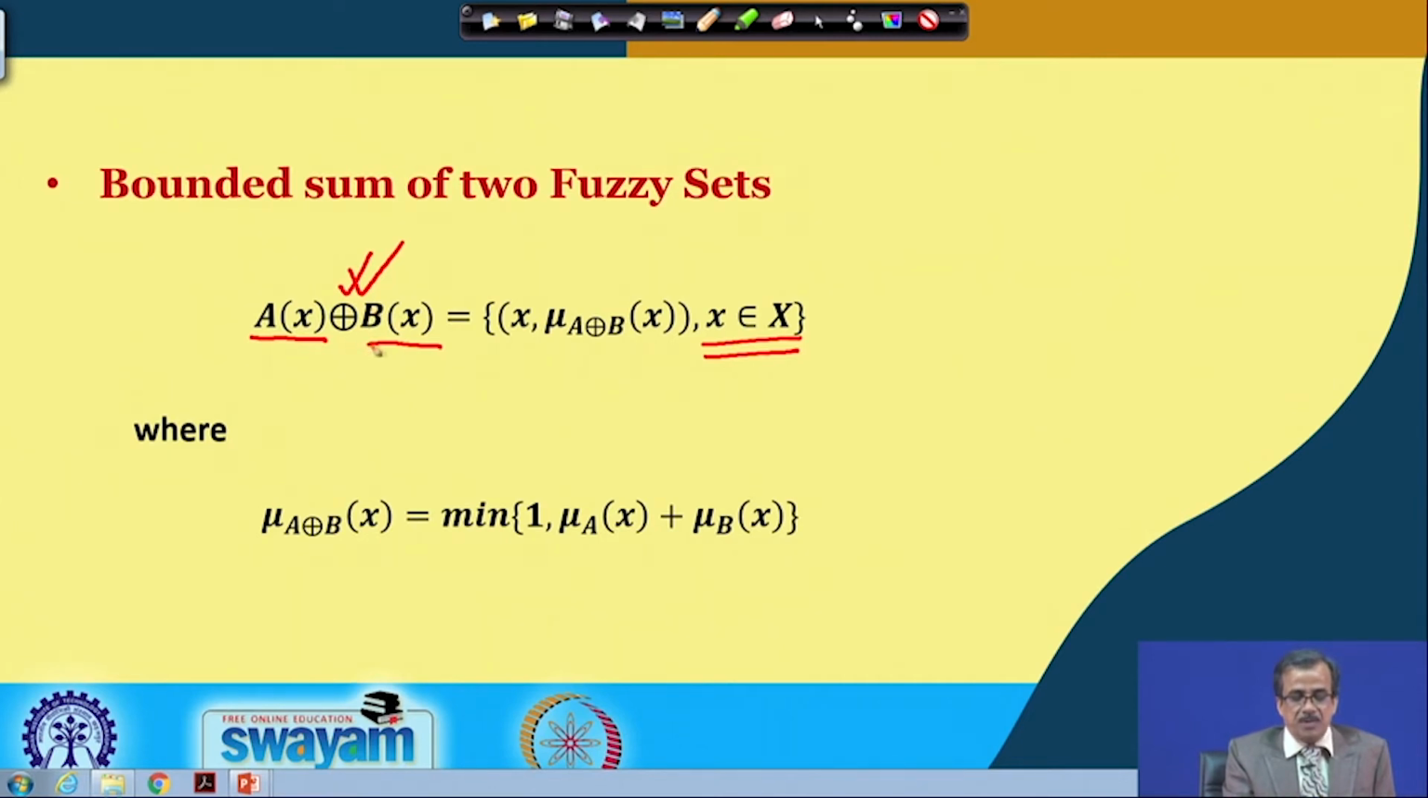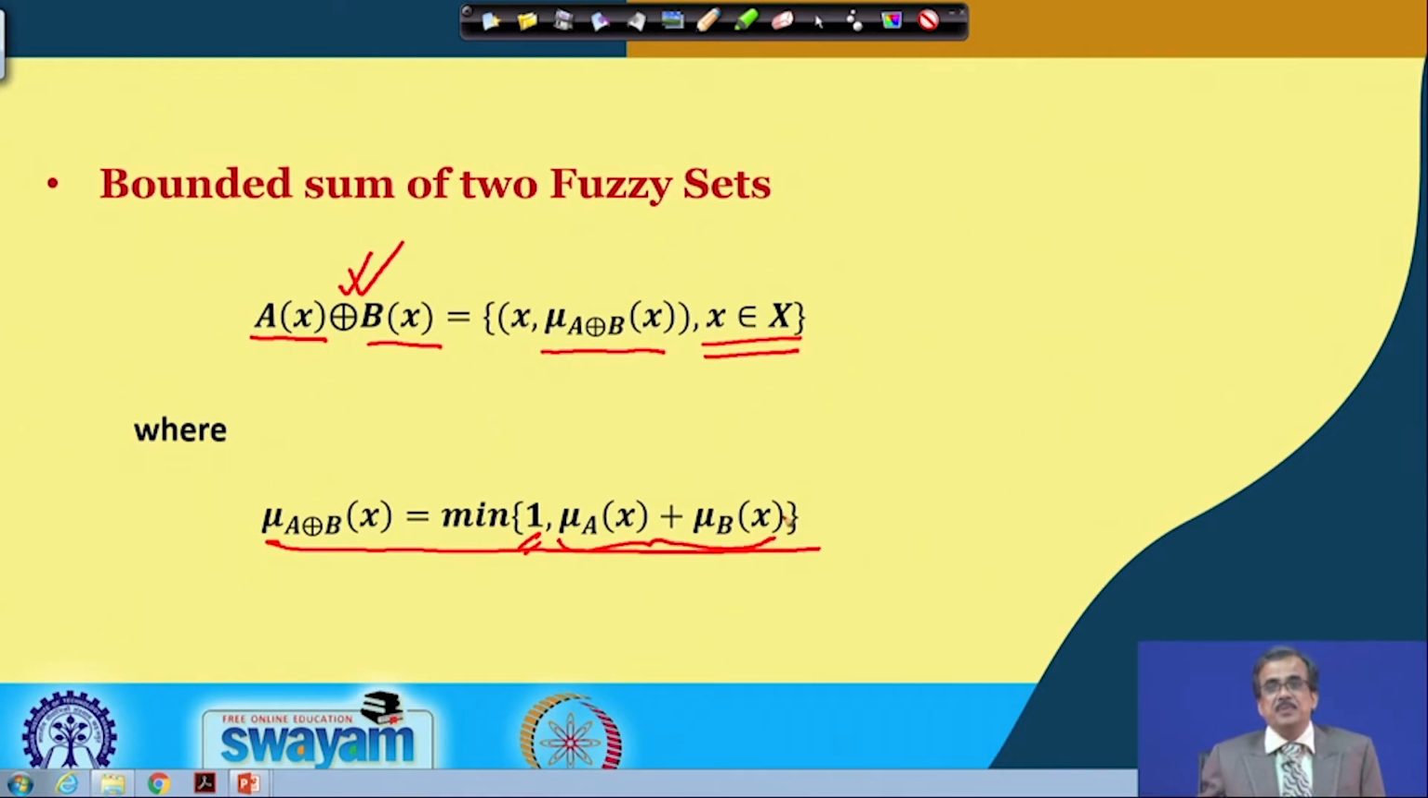So, A(x) bounded sum B(x) is nothing but x such that it has got the membership value which is nothing but mu A bounded sum B(x). And how to determine this? This is the way you can find out. This is nothing but the minimum between two quantities, one is 1 and another is mu A(x) plus mu B(x). So, we simply add the two mu values, compare with 1, and take the minimum.